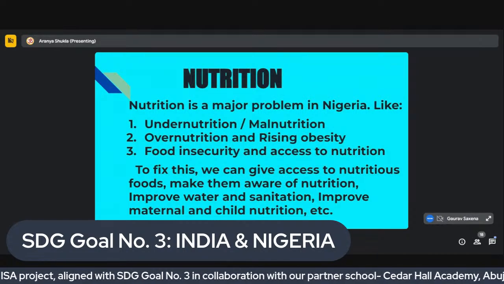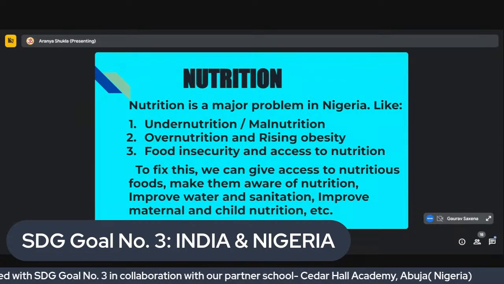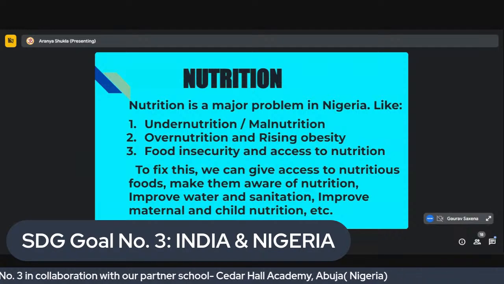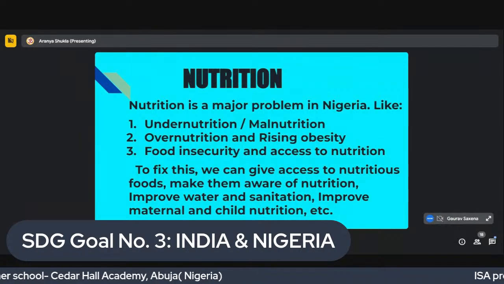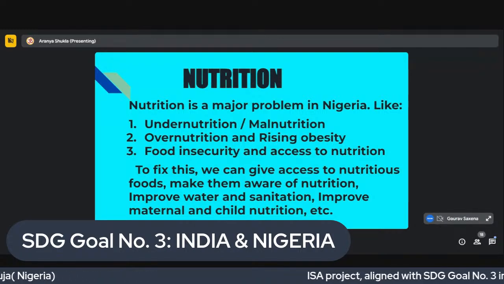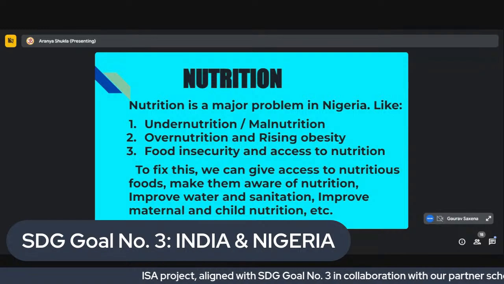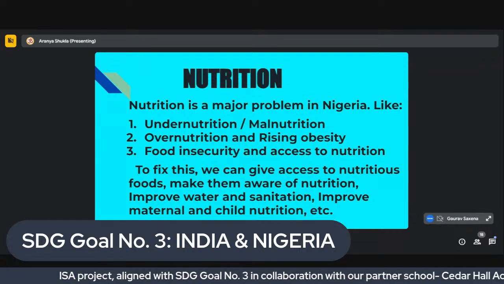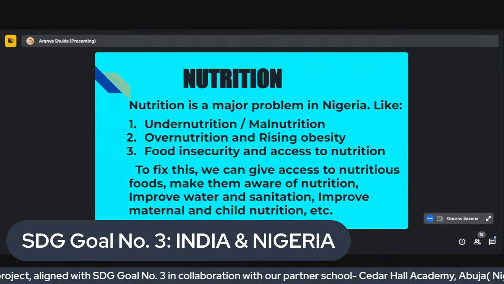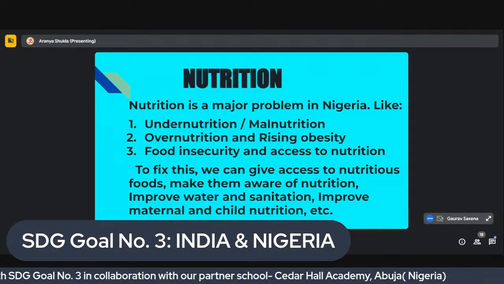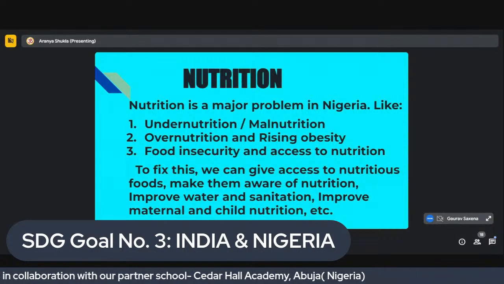Nutrition. Nutrition is a major problem in Nigeria, like undernutrition, malnutrition, overnutrition, rising obesity, food insecurity, and access to nutrition. To fix this, we can give access to nutritious foods, make people aware of nutrition, improve water and sanitation, improve maternal and child nutrition, etc.